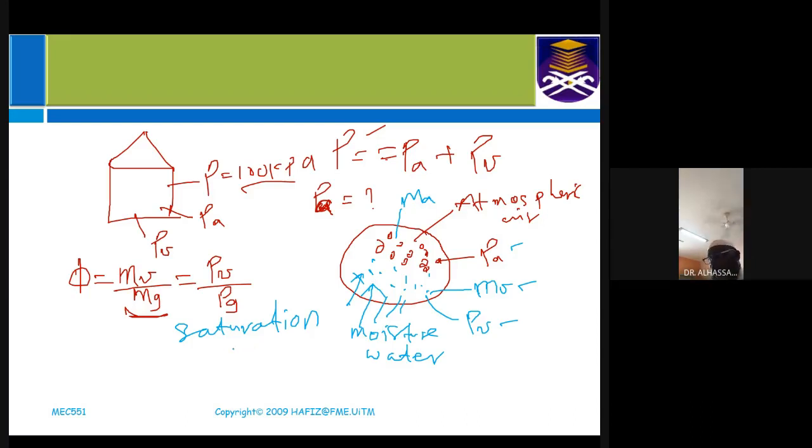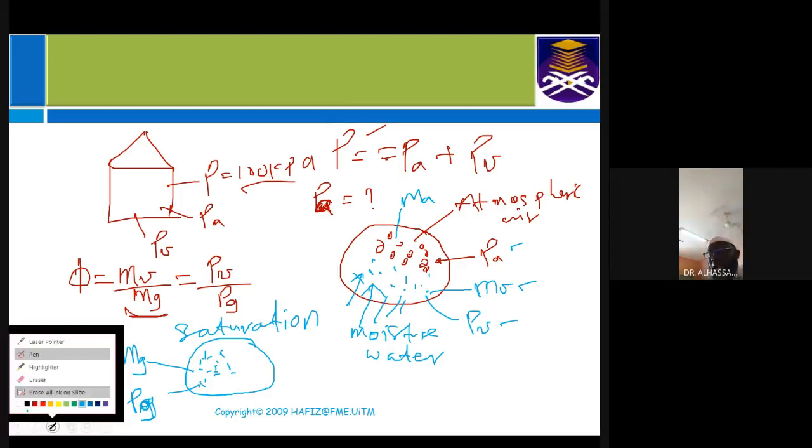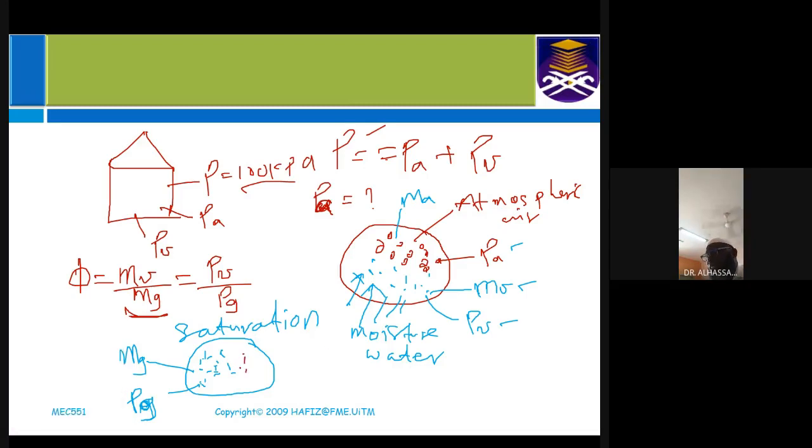Okay, so at the saturated state, the mass of the water vapor we are going to call mg. It's no more mv. Be very careful. Similarly, the partial pressure of the water vapor will be pg. You understand? But the ma remains the same. I've told you the dry air component is not affected in any case. So MA, PA remains the same. PA, MA does not change.